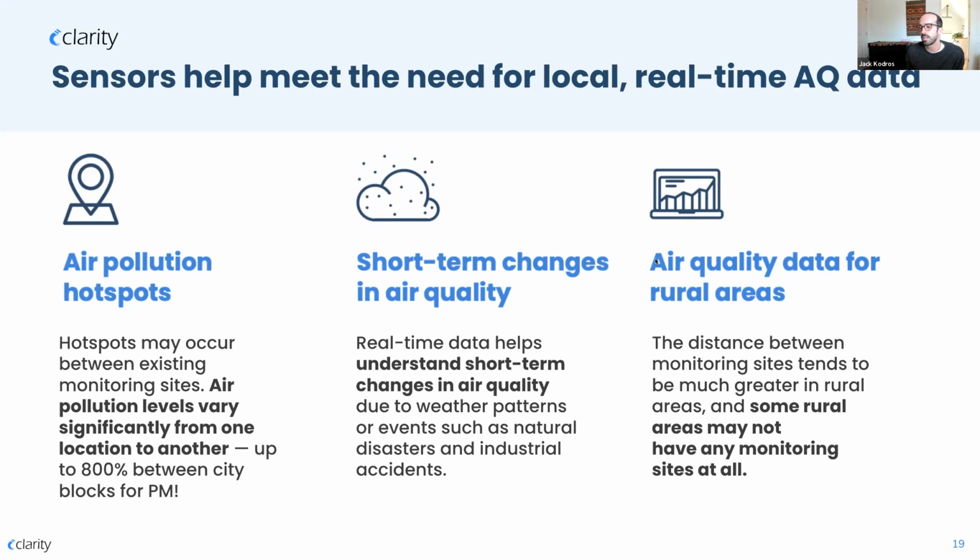Then finally, low-cost sensors can help us with air quality data in rural areas or any neighborhood that for whatever reason may not have access to a regulatory instrument. This includes rural areas not just in the United States, but globally.